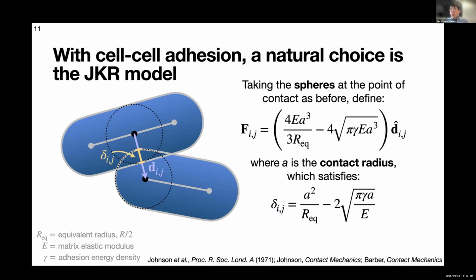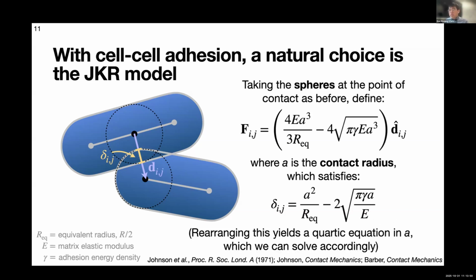Now, the contact radius in the JKR model follows a more complicated relationship with the overlap distance delta ij, as shown here. So in practice, for any two cells in the simulation, we know what delta ij is. We know what the overlap distance is. So we need to rearrange this equation and solve for A, which we can do, and then we can plug that back into this expression to get the force. So this is what we would do in practice in a simulation.